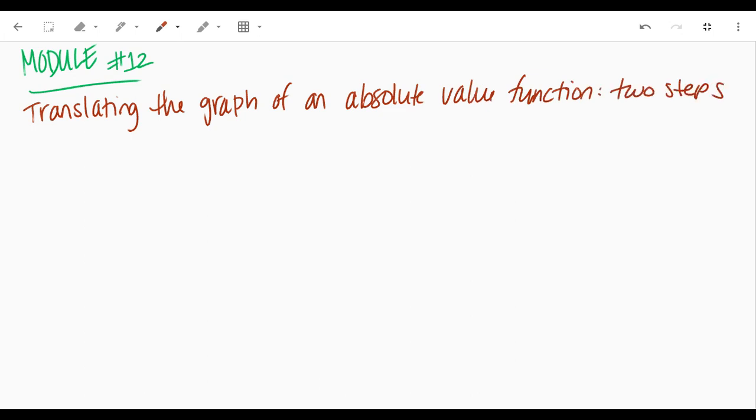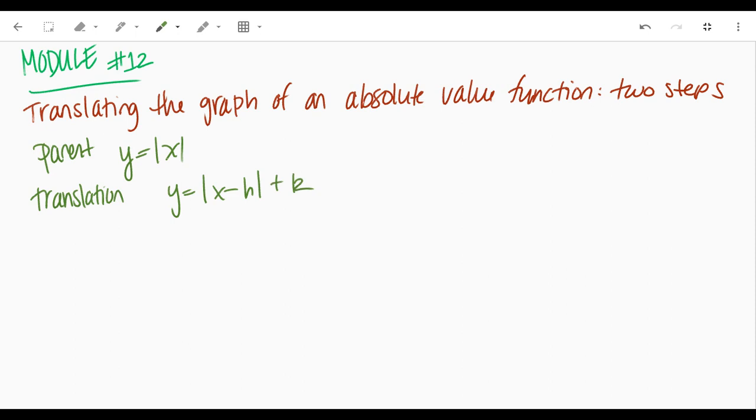Okay, so again, your parent function, y equals the absolute value of x, your translated form y equals absolute value of x minus h plus k. And that moves it h units to the right and k units up. And if h is negative, then it'll move to the left, and you'll see an x plus h in the absolute value bars. If k is negative, it'd be a minus a value, and we would move down.